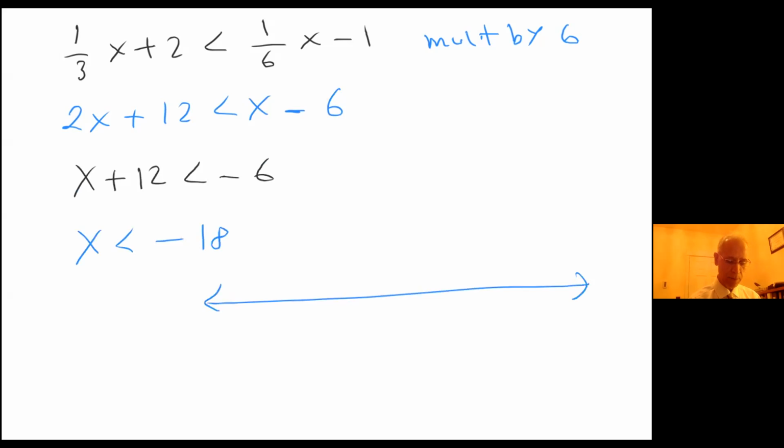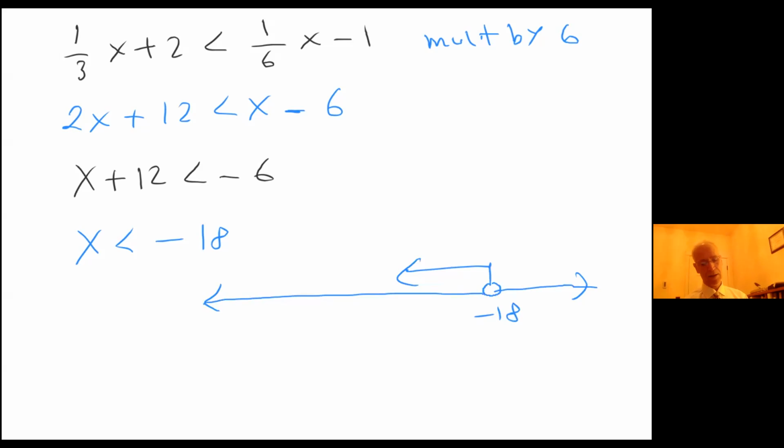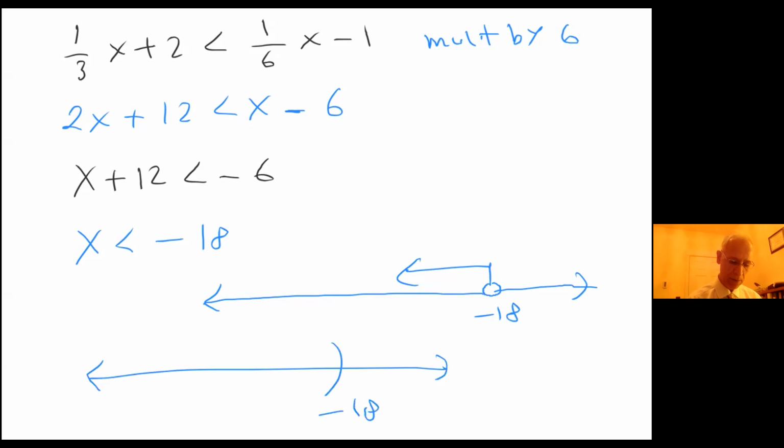So I'm going to put negative 18 here and show all the values to the left of negative 18. And negative 18 actually is not included, so I have to be careful with my hole here. Negative 18 is not included. Or you could just say negative 18 and all the values to the left of that.